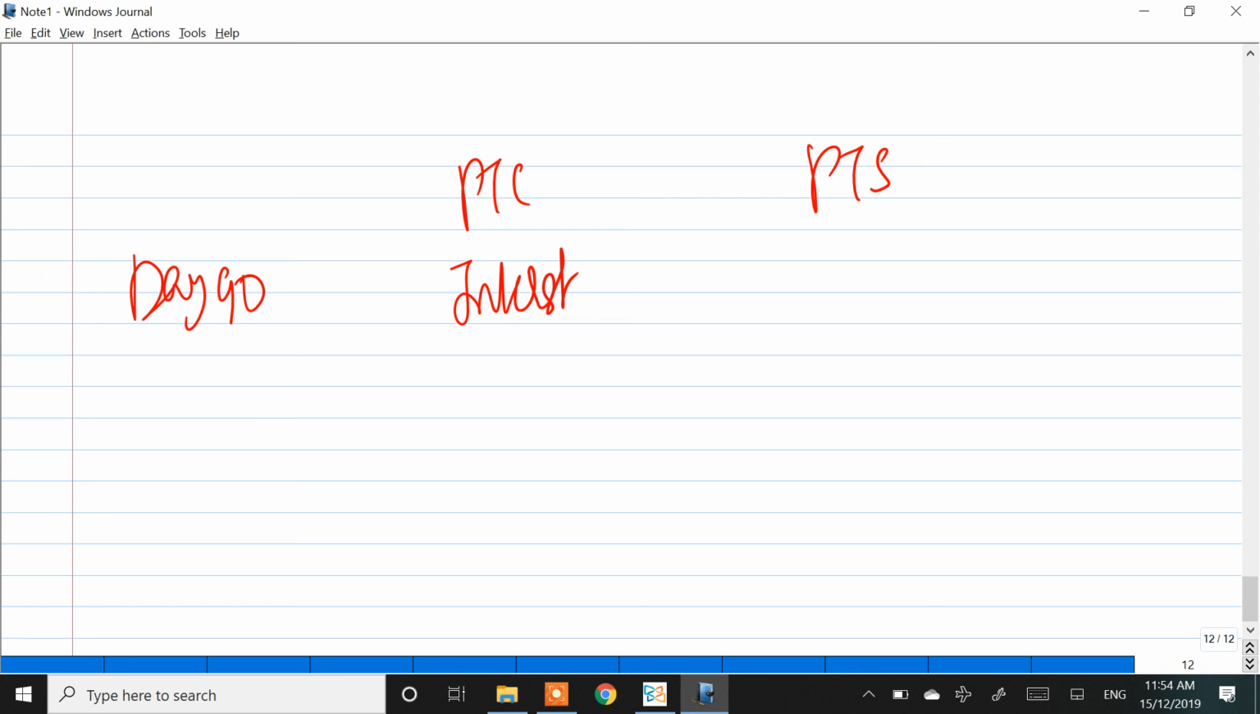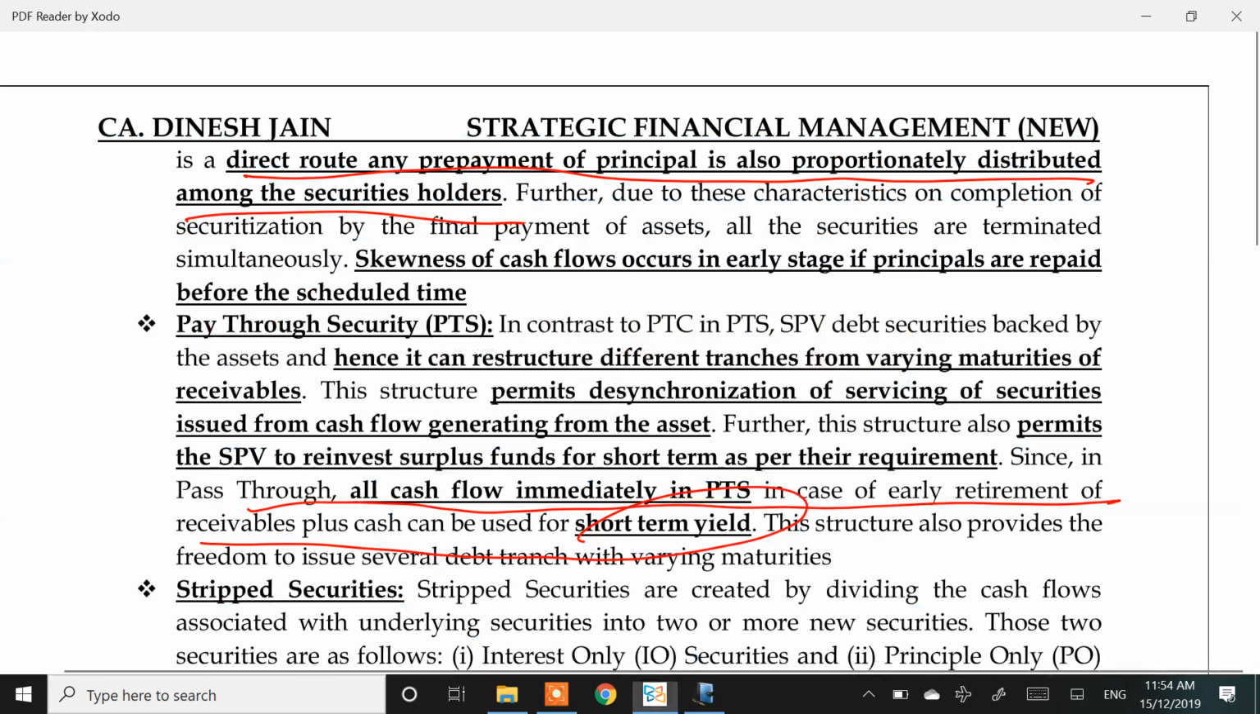In case of a PTS, if there are any credit enhancements in place, those credit enhancements can come into the picture. PTS investors will get steady money at the end of every 3 months. PTC investors may get a huge amount at the end of the second month, then some money at the end of the fourth month, some at the end of 6 months, so there can be a skewness in their cash flow. The principals may also be repaid before the scheduled time.